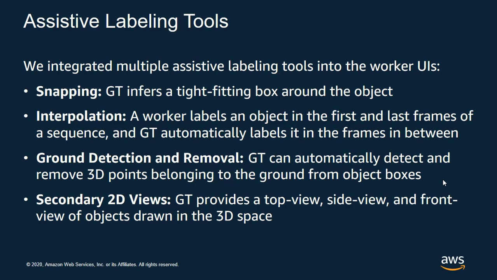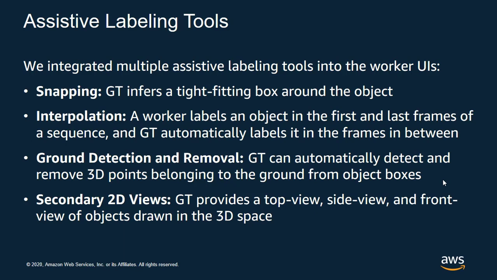And navigating a 3D scene is a very intensive effort. It's almost like navigating a gaming environment, right? And from that perspective, it can become a particularly complex and tedious task to accurately label the data in that 3D scene. And hence is why we introduce these assistive labeling tools that will help remove some of the friction and tediousness of labeling data in that 3D space. So let's talk about specifically some of those features that we built into those worker UIs.